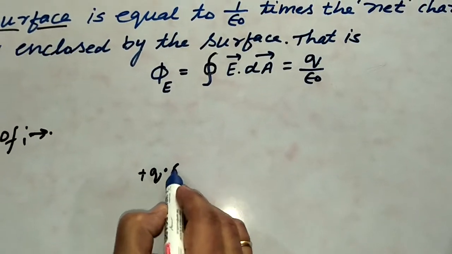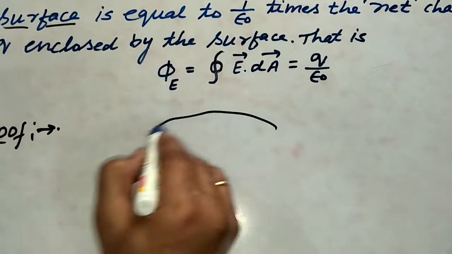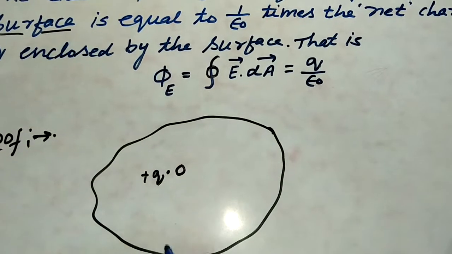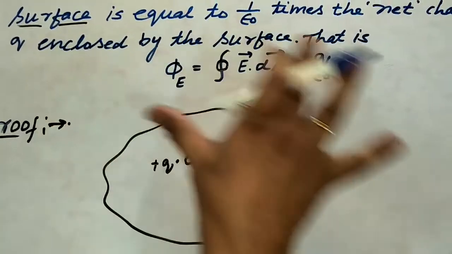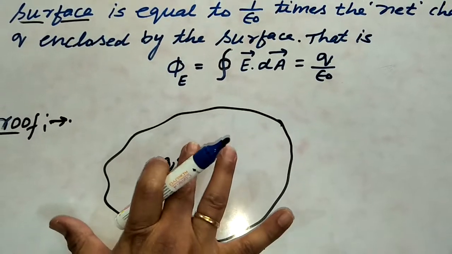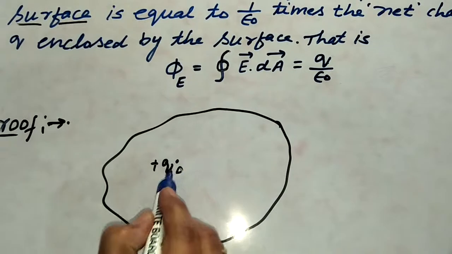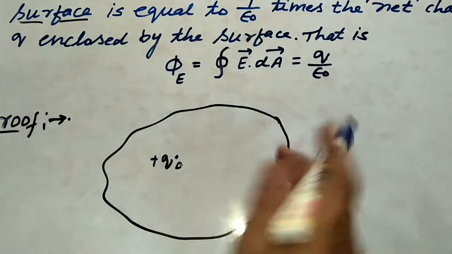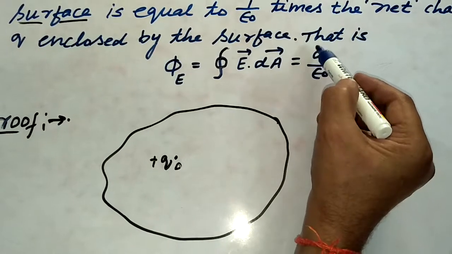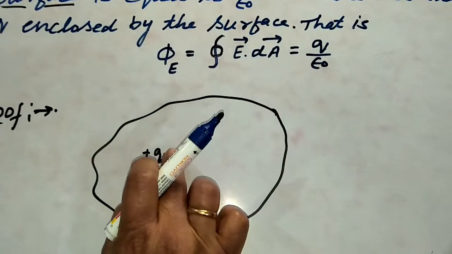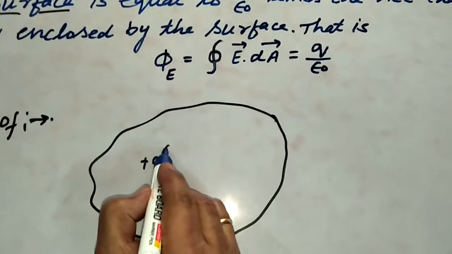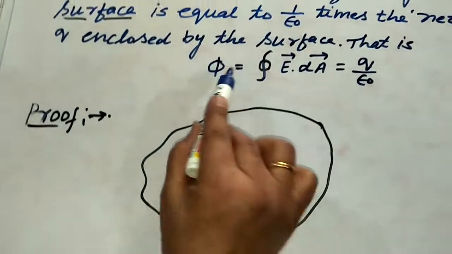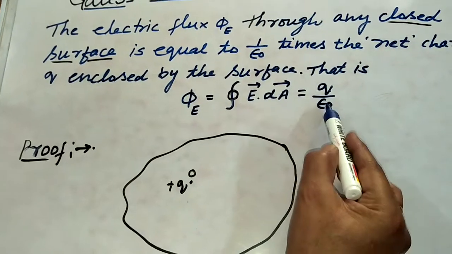the point O inside any surface. Suppose this one is any surface, and by the statement of this Gauss theorem, the total electric flux passing through this closed surface is equal to 1 upon epsilon naught times the net charge enclosed by that surface. Then how can we prove this, that phi is equal to q upon epsilon naught?